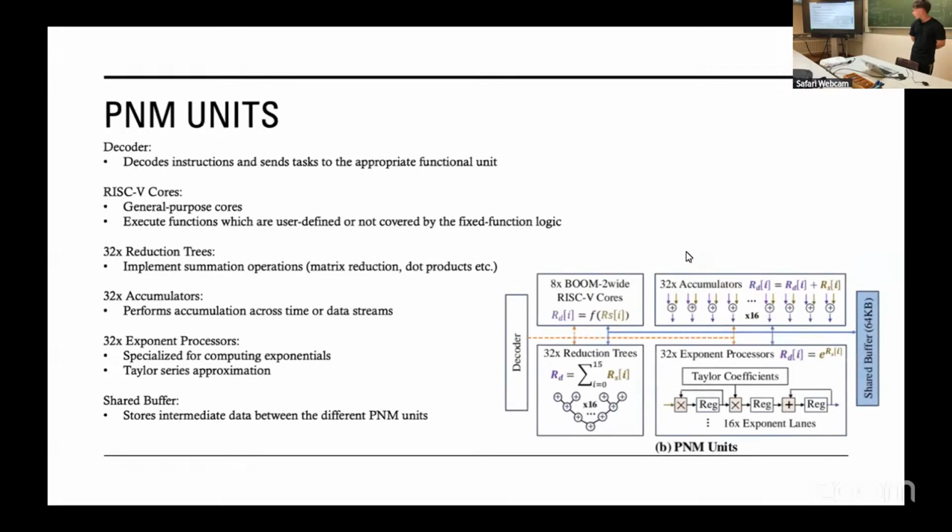The PNM units are quite interesting. At first, we have a decoder, which again decodes the instructions. We have RISC-V cores, which, if we need logic or functions which are not covered by the fixed function logic, we can compute them there. Afterwards, we have reduction trees and accumulators, and they can all process data in parallel. And we also have an exponent processor, which uses Taylor series to approximate exponentials. The idea behind the PNM units is that all these functions are really important for LLM inference. Then in the end, we have a shared buffer which stores the intermediate results from the units.